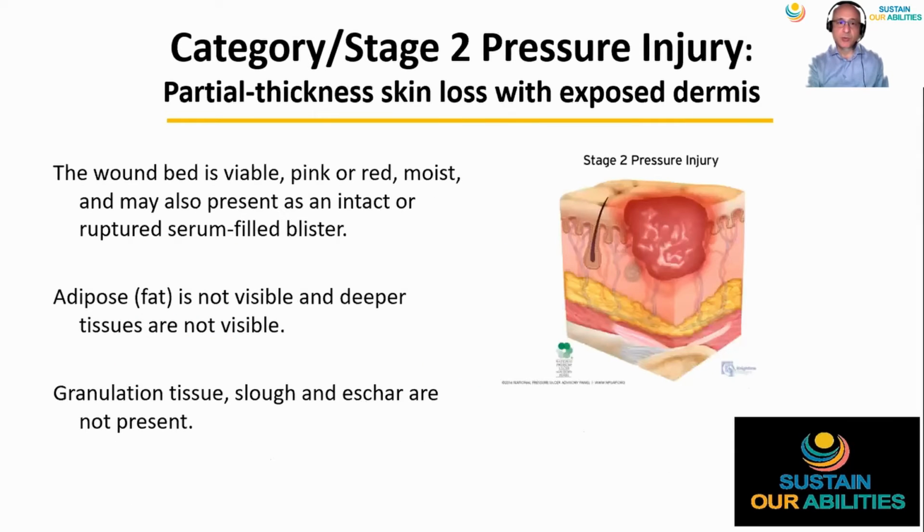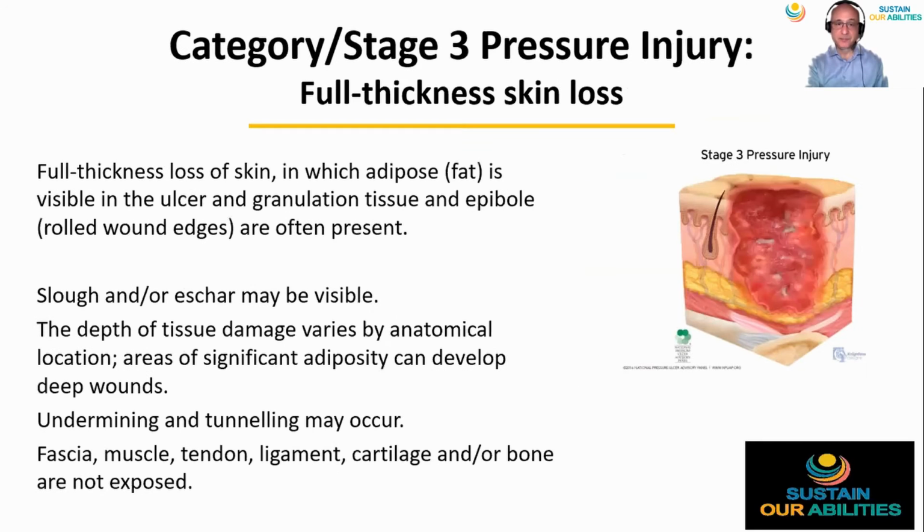Category or stage 2: a partial thickness skin loss with exposed dermis. The wound bed is viable, pink or red, moist, and may also present as an intact or ruptured serum-filled blister. Adipose is not visible and deeper tissues are not visible. Granulation tissue, slough, and eschar are not present.